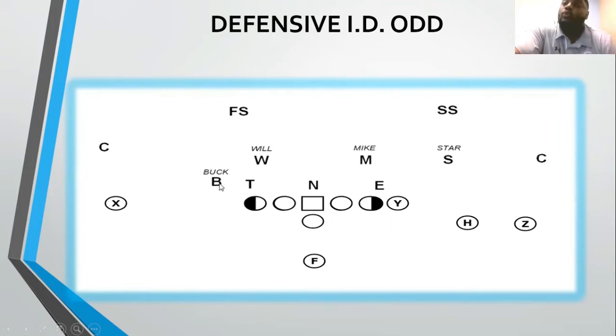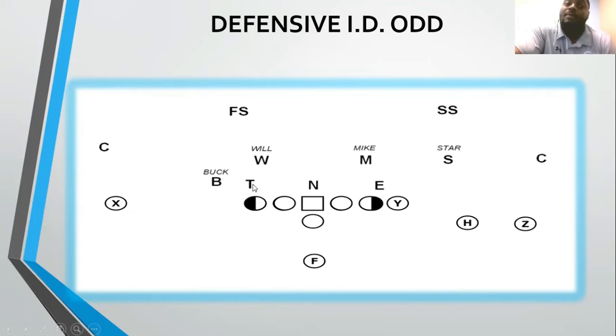So your buck is your boundary defensive end who's become a linebacker. Usually, 85% of the time, he's just rushing the passer and he creates an even front at the end of the day. But when he's off the ball, we have to honor it and call it an odd front.